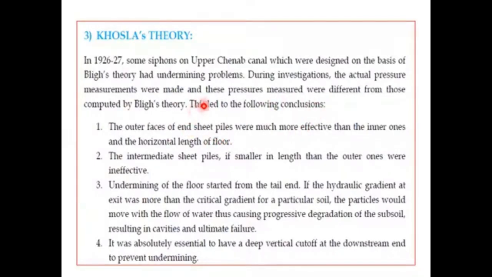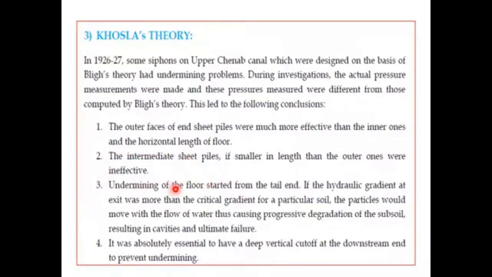So what were the limitations of Bligh's theory? The outer faces of the end sheet piles were found to be much more effective than the inner ones and the horizontal length of the floor. So that was one of the limitations of Bligh's theory. Also, the intermediate sheet piles, if smaller in length than the outer ones, were ineffective. This was also one of the observations that were made.